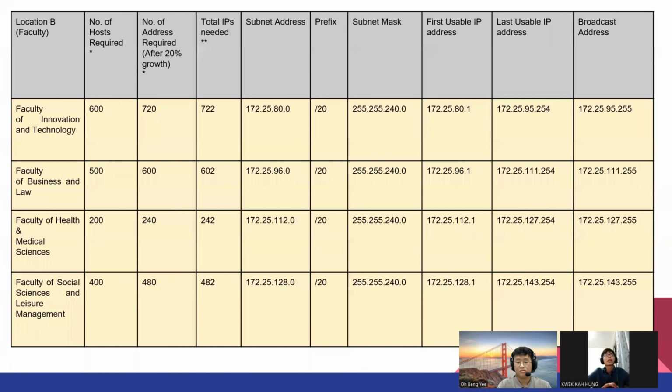Next. All right, in this table there are some differences from the location A table. Based on the customer's request, they have considered expanding the spaces for the faculty in the future. So we have increased the number of hosts required with 20% growth. For example, for the Faculty of Innovation and Technology, the actual number of hosts required is 600, but considering future expansion, we have increased the number from 600 to 720, and the rest is the same as the previous table.